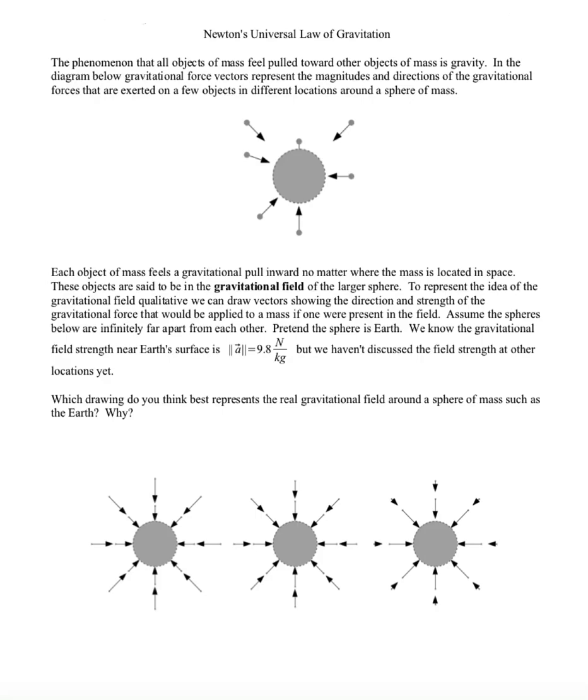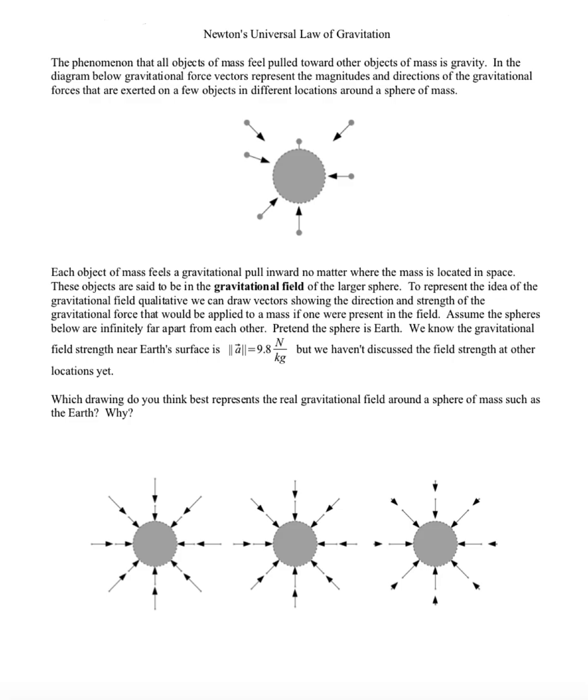The phenomenon that all objects of mass feel pulled toward one another is called gravity. In the diagram below, gravitational force vectors represent the magnitudes and directions of the gravitational forces that would be exerted on a few objects at different locations around a sphere of mass, such as the Earth. Each object of mass feels a gravitational pull inward, no matter where the mass is located in space. These objects are said to be in the gravitational field of the larger sphere.